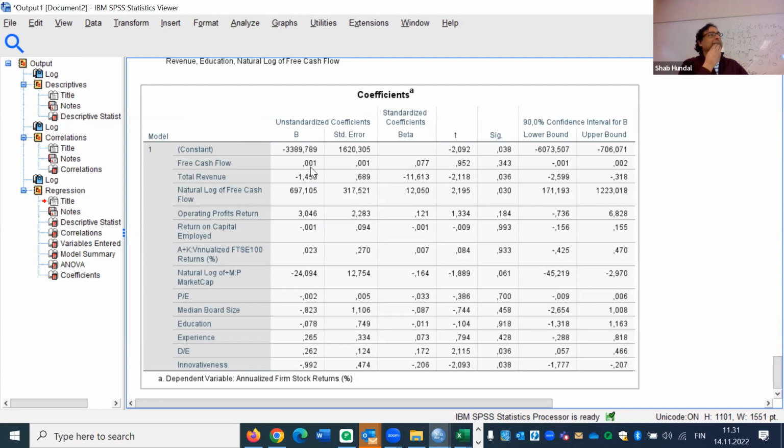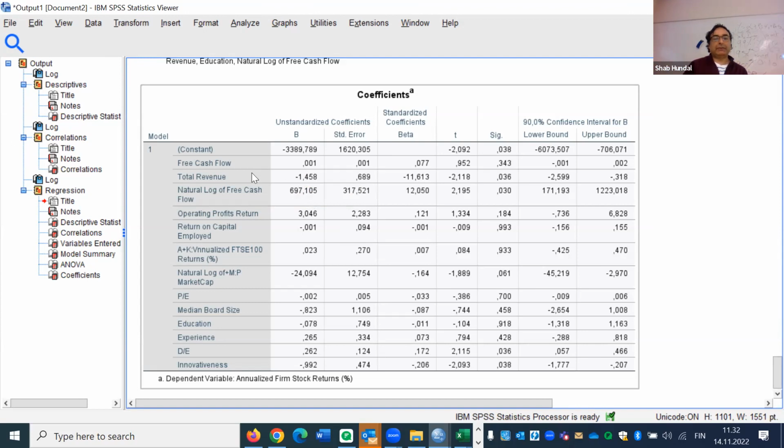Do we only take the sign positive or do we see the significance? Is it really significant? Look at the level of significance. How much is that? 34.3%. The level of significance is 34.3. Would you accept this result or not? No. It means the free cash flow does not have any impact on the firm's stock return. Even though the beta coefficient exists, it is insignificant because the level of significance is more than 10%.